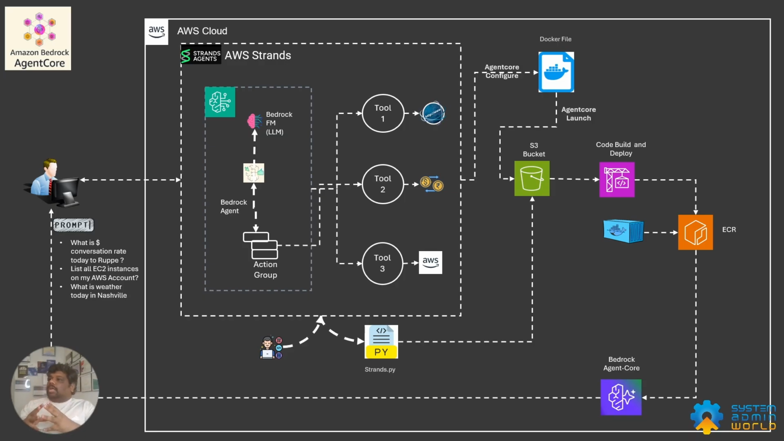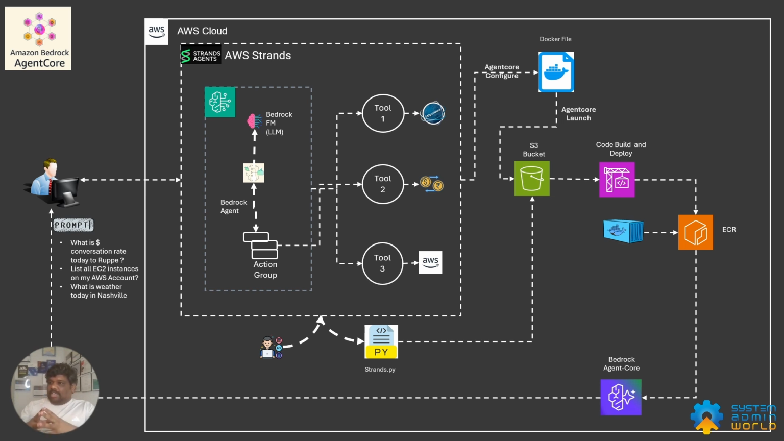Here I'm using the CodeBuild and CodeDeploy services within AWS itself. We can use any other CI/CD pipeline service to deploy this. So CodeBuild and CodeDeploy will generate the container image, or Docker image, and it will be deployed to the AWS ECR service as a Docker image. That Docker image will be pulled and integrated with Bedrock Agent Core, and Bedrock Agent Core will start spinning up all the services automatically through that Docker image.